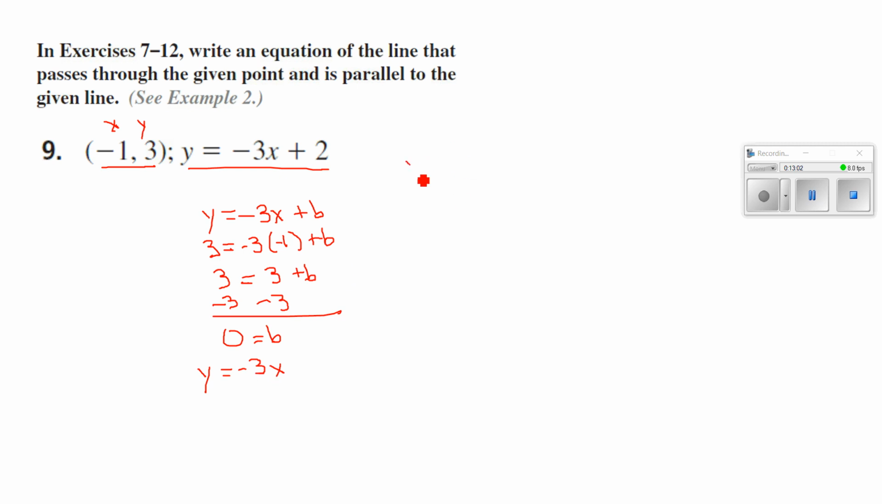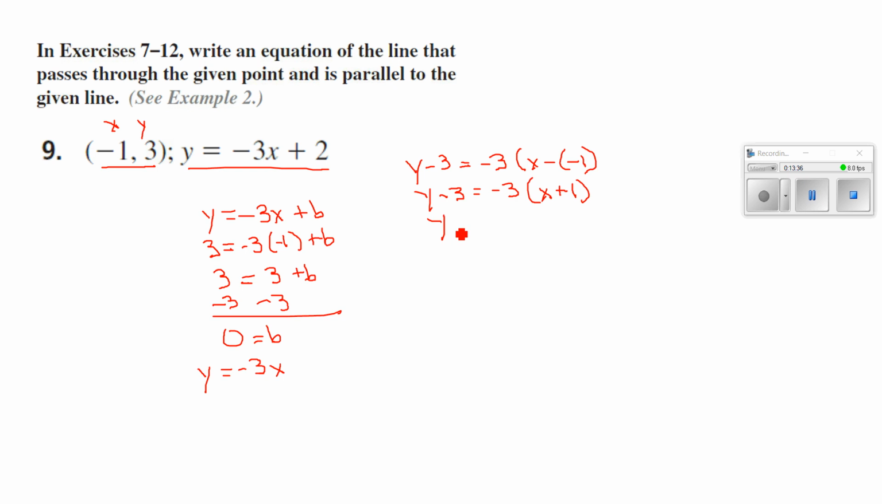To make double sure, I can put this in my point slope form. So y minus, well, this would be 3, is going to be equal to my slope of negative 3 times x minus negative 1. This will give me y minus 3 is equal to, well, a negative times a negative is a positive, so this is negative 3 times x plus 1.